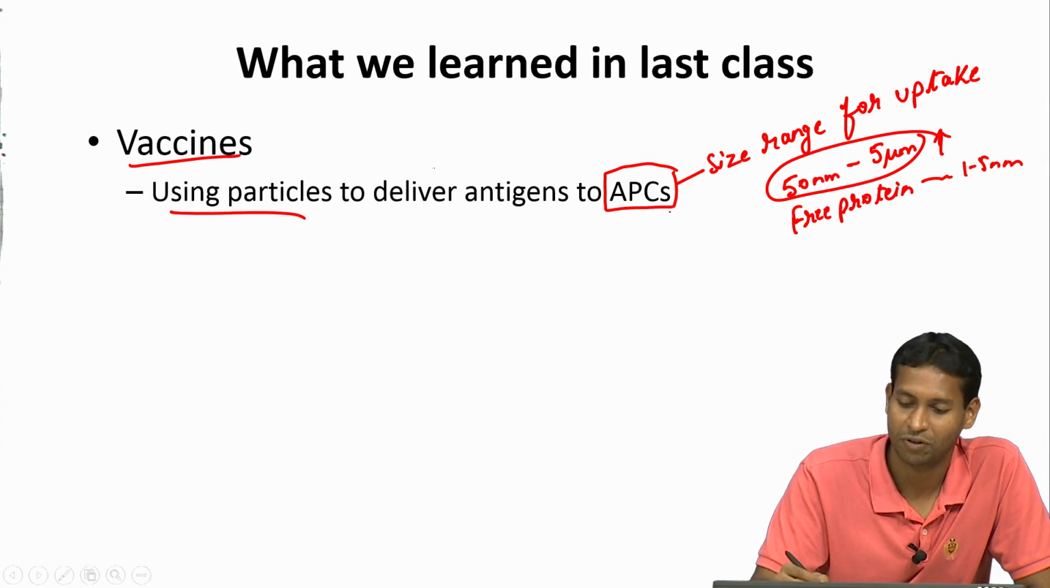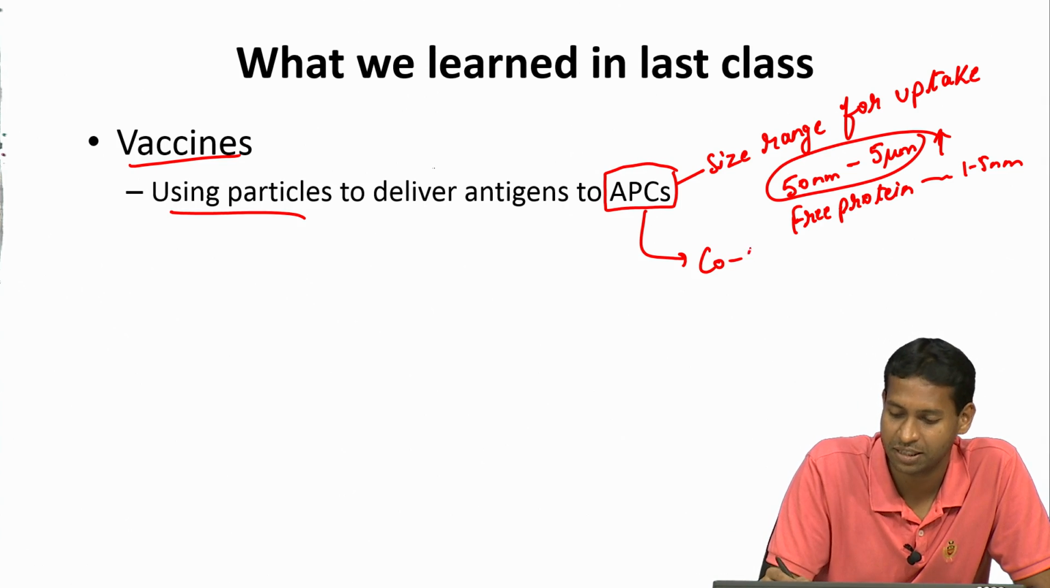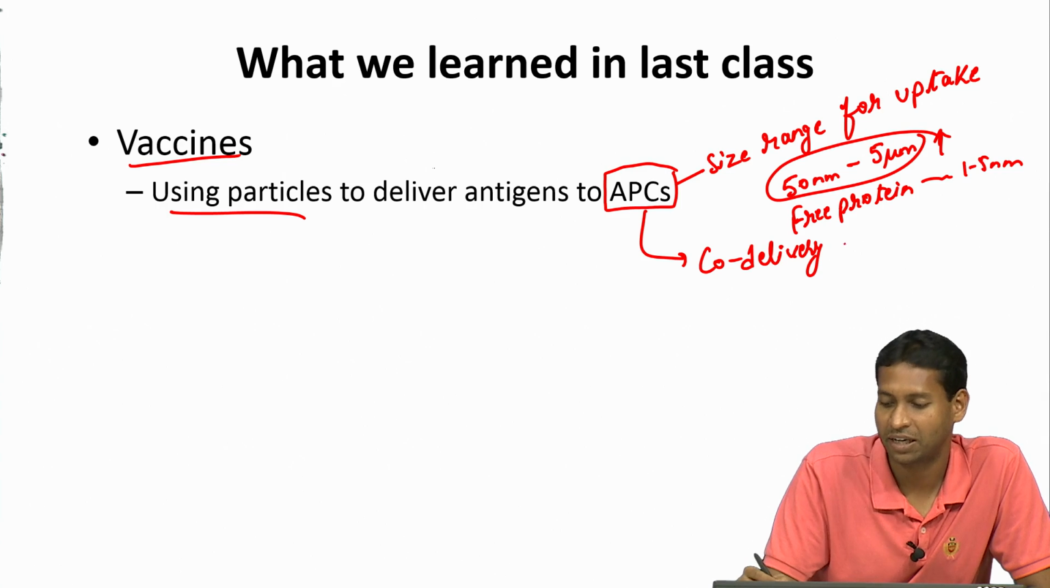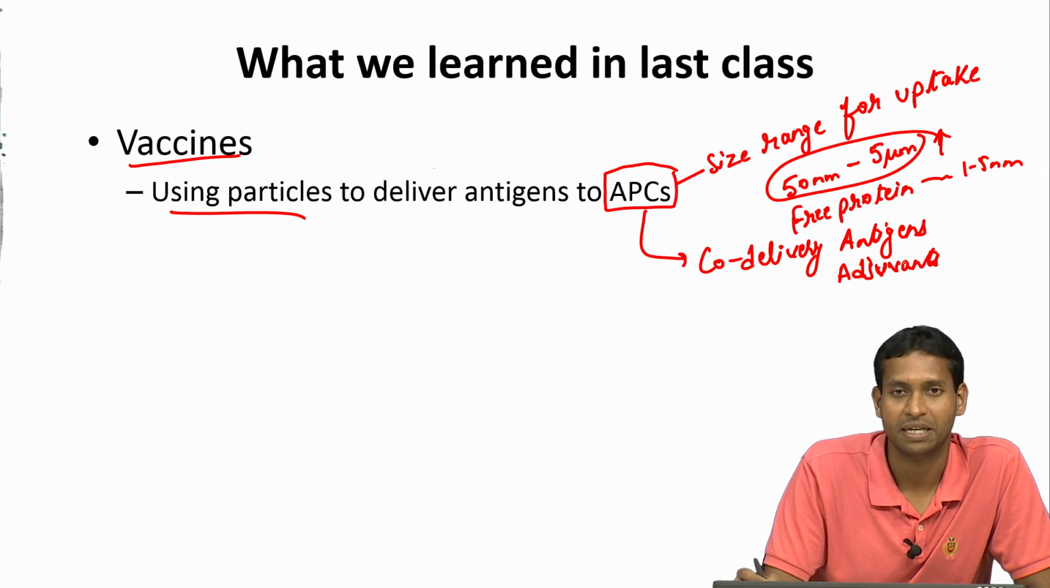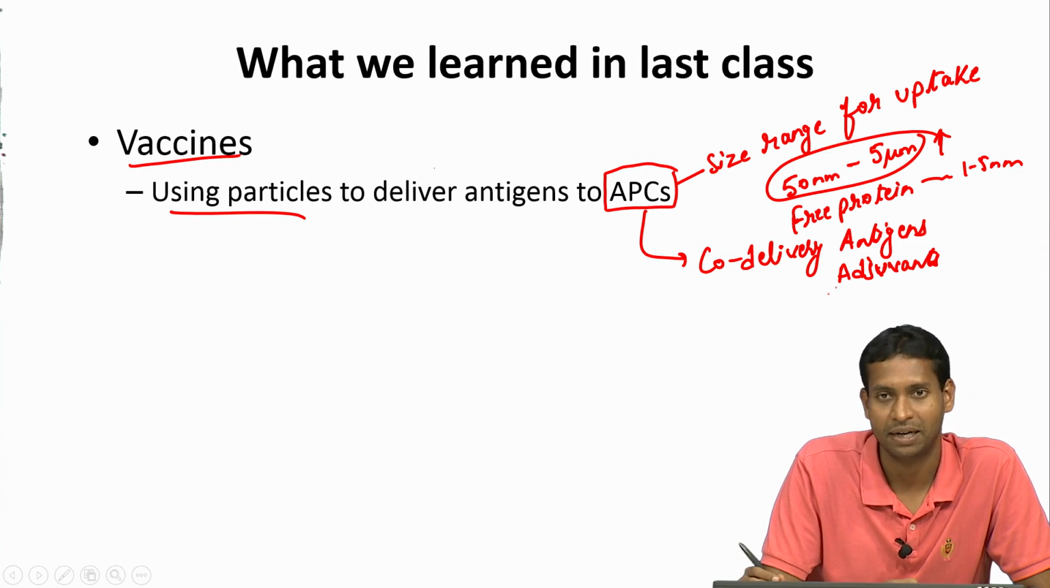The second thing we talked about was you can do a co-delivery with antigens. So, you can deliver multiple types of antigens as well as co-delivery of adjuvants. So, you can then ensure that since it is in the same particle, the adjuvants and antigens will be in the vicinity or in the same cell, and that would make sure that the two signal requirement that is present for activation of leukocyte is met in a more sustained manner.